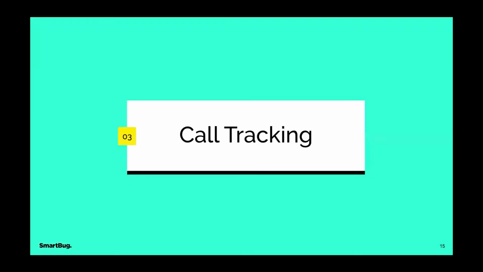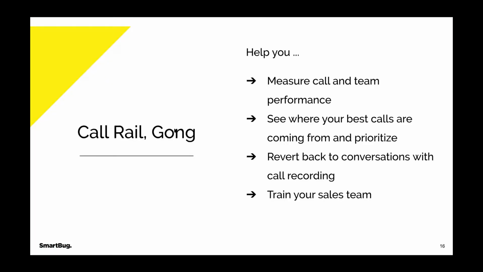So another solution that is certainly worth talking about in this context is call tracking and call recording as well. Two solutions for this are things like CallRail and Gong. CallRail is a full call tracking solution. Gong really focuses on call tracking and recording, and they help you measure your call and team performance so you can listen into calls and hear what is happening. You can see where your best calls are coming from, and then instruct and train your team to prioritize calls from those sources. You can revert and listen back to conversations that have been recorded.